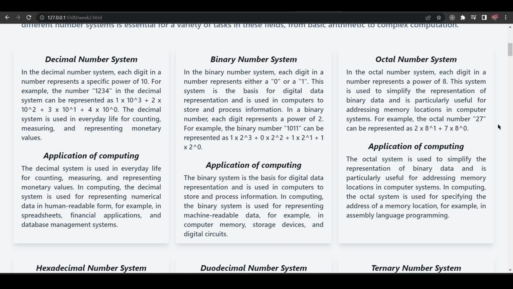So the application of the octal system in computing can be used to simplify the representation of binary data. So isi-simplify niya yung binary data, and it is particularly useful for addressing memory locations in computer systems. So it is also used sa computer. In computing, the octal system is used for specifying the address of a memory location. For example, assembly language programming. So yun, ginagamit siya dun sa assembly language programming.